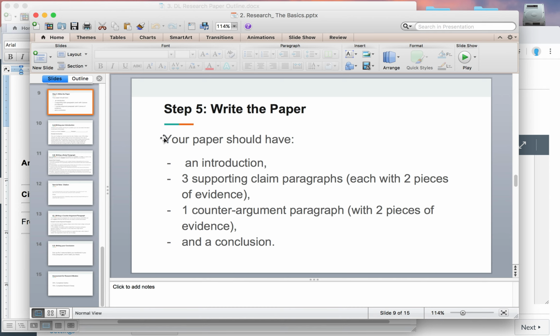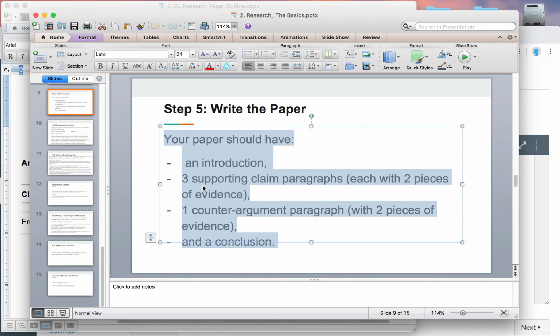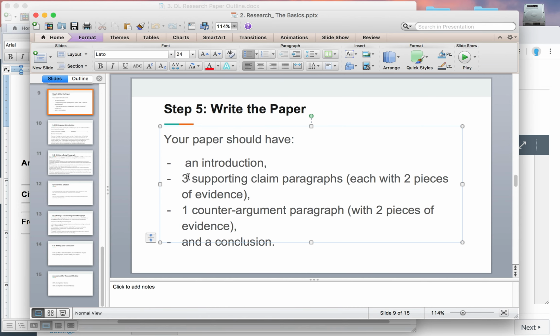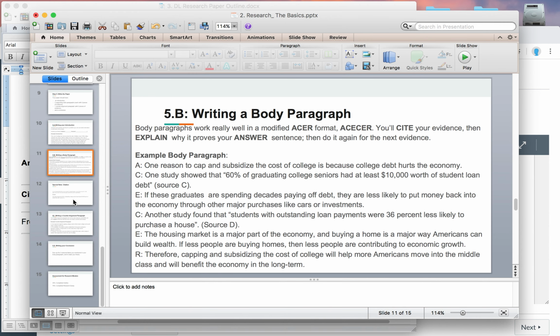Then you're going to write the paper. You're just going to turn everything you found into 5 paragraphs: intro, 2 supporting claims, 1 counter argument, and a conclusion. That whole thing's going to be about 400 words. You guys have written 400 words for me without even trying before, so this is not that hard. I'm just grading you to see whether or not you can find the information and use it in a paper, so don't be intimidated by this.